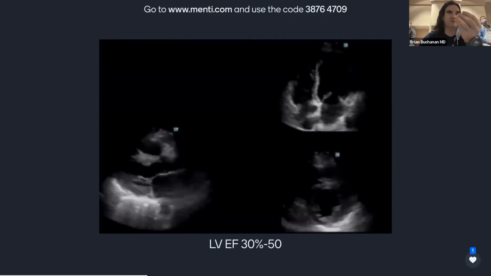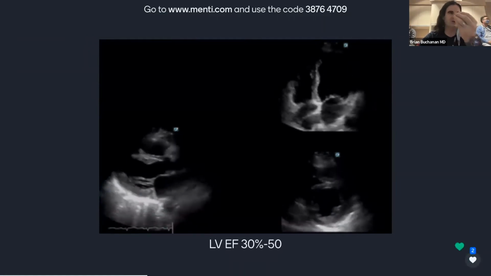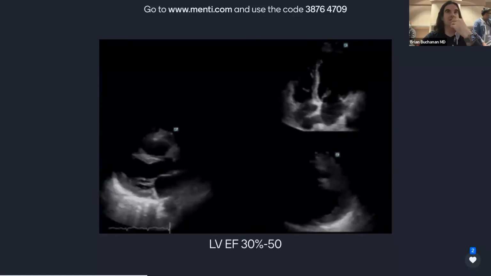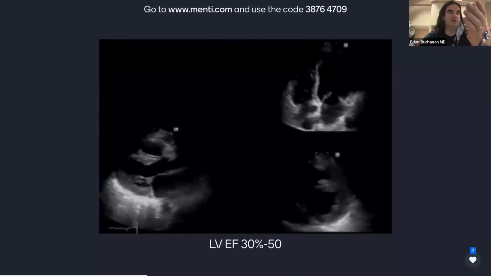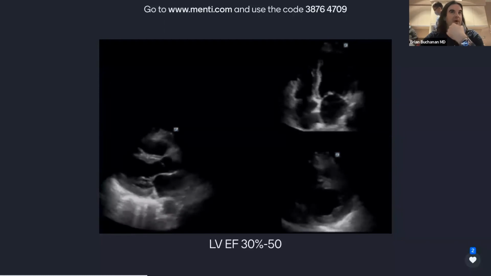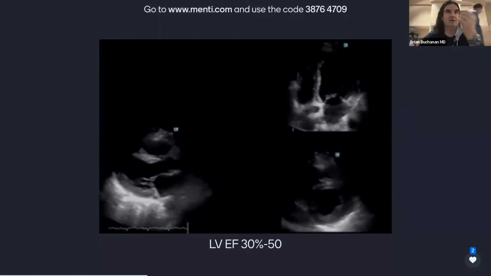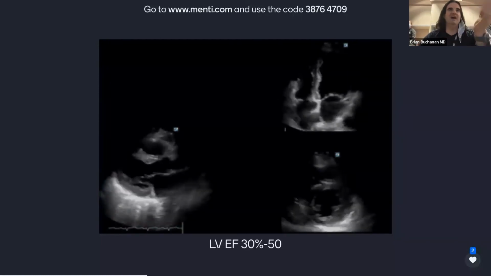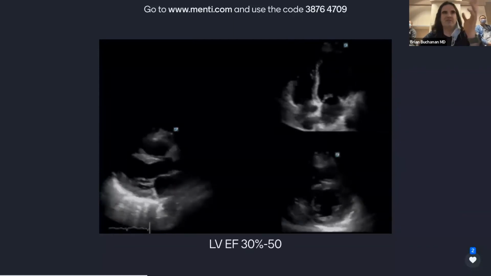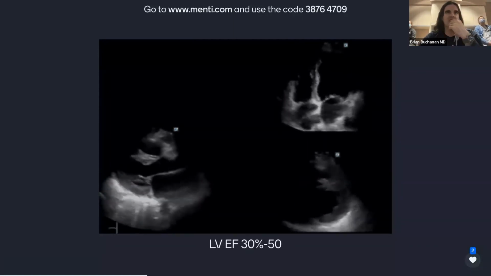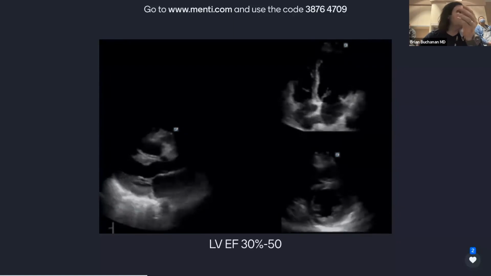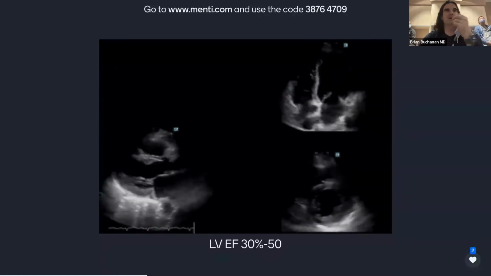Bundle branch blocks are a prime example. It's just really hard to assess with bundle branch block. And then of course you can look at your EPSS, your E point septal separation. It's obviously diminished here, and whether this EF is 25% or 35%, it probably really doesn't matter. We know that it's in the depressed category, perhaps not severely depressed.